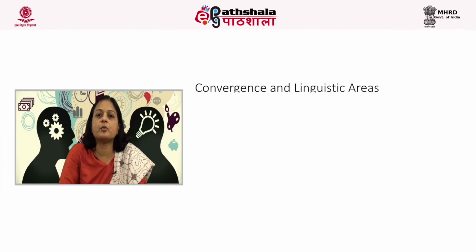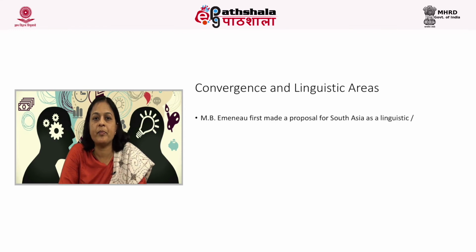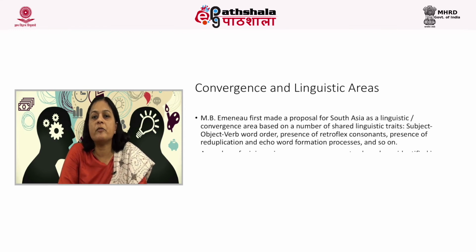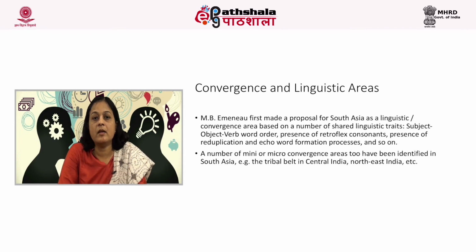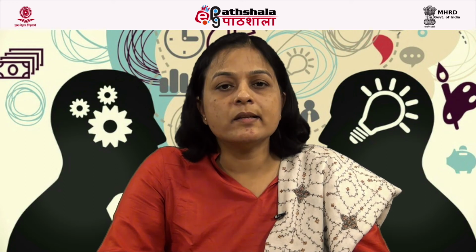Emeneau first made a proposal for South Asia as a linguistic area. His evidence came in the form of a number of shared linguistic traits: subject, object, verb word order, presence of retroflex consonants, presence of reduplication and echo word formation processes, and so on. A number of mini or micro-convergence areas too have been identified in South Asia. For example, the tribal belt in central India, northeast India, etc. South Asian cases of convergence are often characterized by little or absence of transfer of vocabulary items.